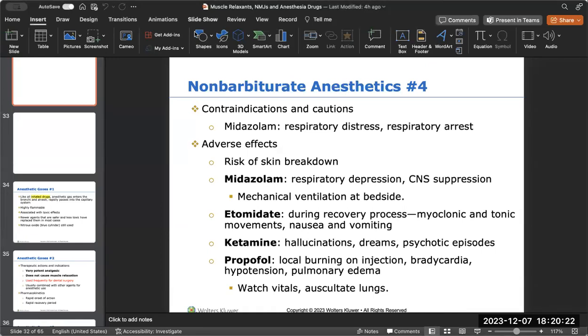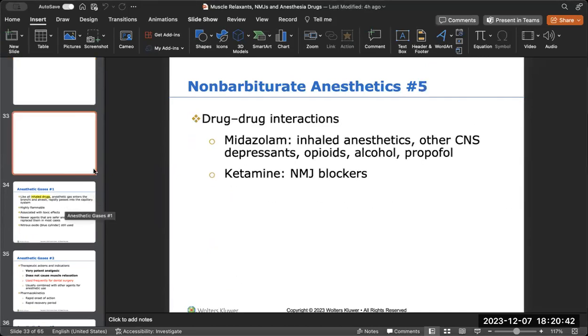Propofol can cause local burning on injection, bradycardia, and hypotension, right? With these, it could even cause pulmonary edema. So we really want to watch our vitals and auscultate the lungs. But with all of these, there's always that chance of respiratory depression, so mechanical resuscitative equipment at the bedside.